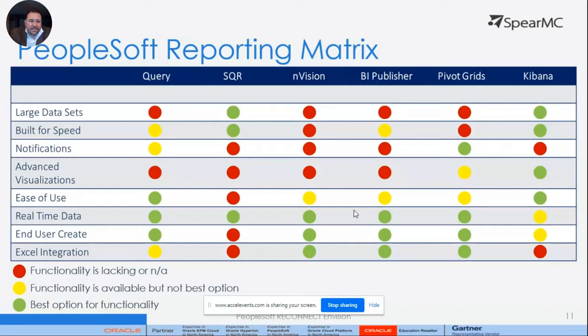The next one, built for speed, is very similar to the large data set concept, and that's probably where I went between red and yellow specifically on query. Notifications. Focusing on that far right column in Kibana, you can see that notifications are not one of Kibana's strong points, but that's really a push notification. If you think of the notification being a visualization on a dashboard or some sort of embedded content, that's a little more where Kibana comes in, but not something it's sending out to you, say, in your email.